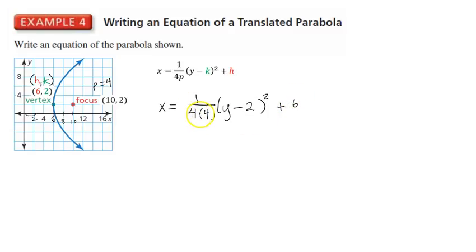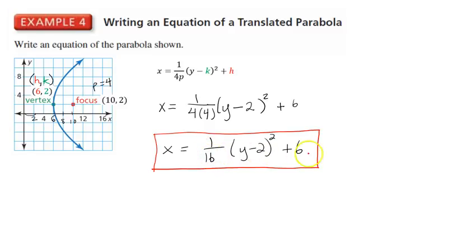So we can simplify this a teensy bit. x equals 1/16 times (y minus 2) squared plus 6. And it actually doesn't do us any good to multiply this out and get it in standard form, because right now it's in vertex form and it's easy to graph that way.